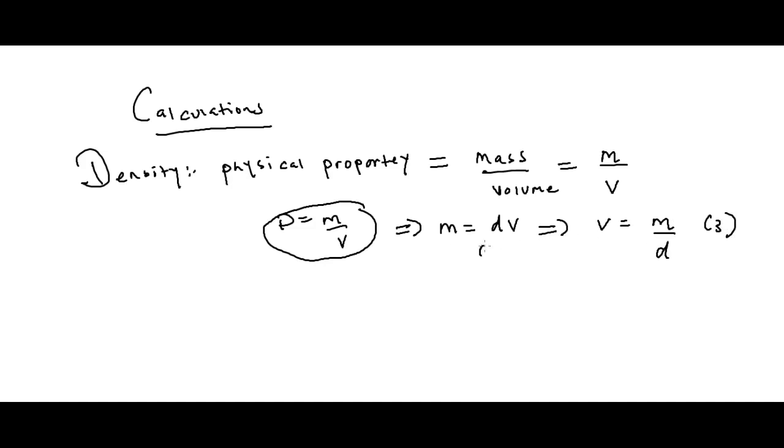I'm going to put number one here. This is the original one, which is density is mass over volume, then mass equals density times volume, and volume equals mass over density. And what's the main purpose of density? It helps us to identify substances. And also we have to take into consideration that density is a physical property.